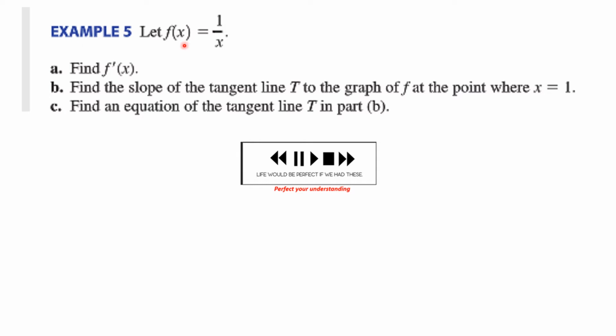Here's another problem for you to do. This is y equals f of x equals 1 over x. You find f prime, find the slope of the tangent line at a given point, and then you find the equation of the tangent line. This is a very standard problem. I'm sure there'll be problems like this later in the course on the midterms and finals. You know what to do. Let's see how you did.